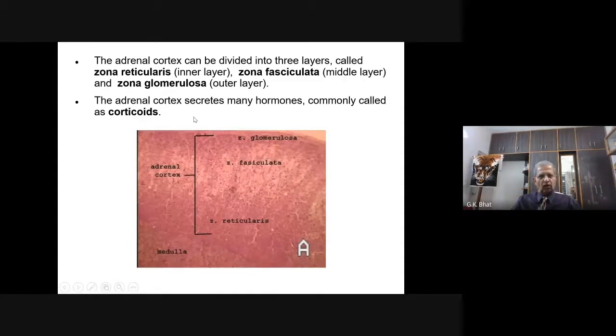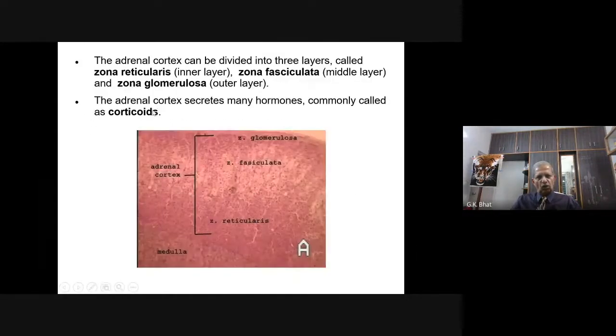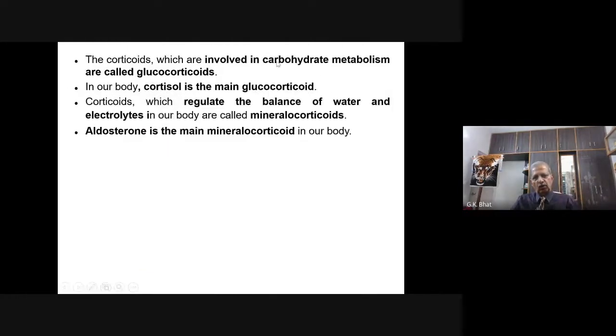The adrenal cortex secretes many hormones, commonly called corticoids. Let us see which hormones are produced by the adrenal cortex. The corticoids which are involved in carbohydrate metabolism are called glucocorticoids. Gluco refers to carbohydrate. In our body, cortisol is the main glucocorticoid. Easy to remember: which is a glucocorticoid? Cortisol.